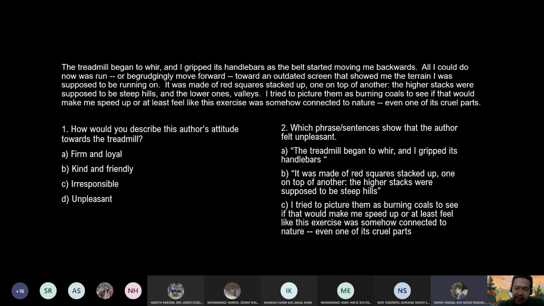He tried to picture them as burning coals to see if that would make me speed up or at least feel like this exercise was somehow connected to nature. Maybe he once worked near coal mining. Yeah, very good. And then he said, very clearly, cruel parts. When you consider something cruel, you have already assumed it as negative, symbolizing your feeling about the object. Okay, very good. So it's not easy when you try to interpret the author's intention, feeling, or attitude to a certain issue.